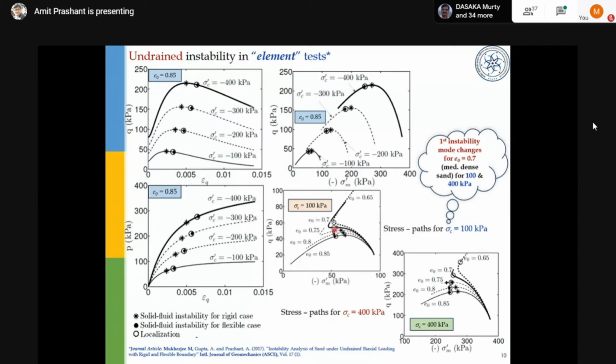If you look here, in some of the cases, it is going to higher and higher levels of stress in this stress path, whereas in another case, it is going to softening, what you understand as liquefaction. But instability had been triggered in all of them. Some after instability went into more of a dilative mode, and some got into contractive mode and failed.